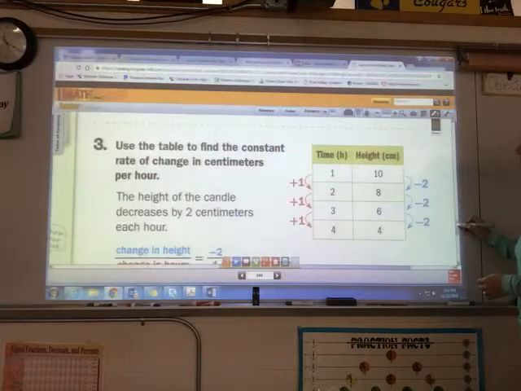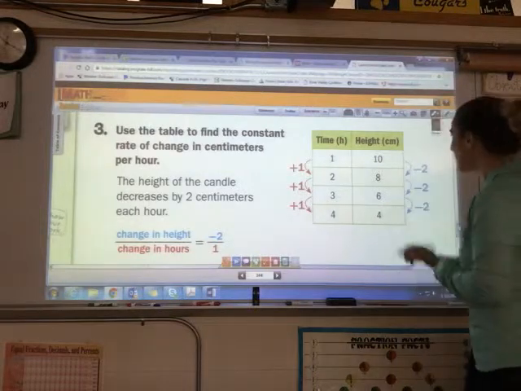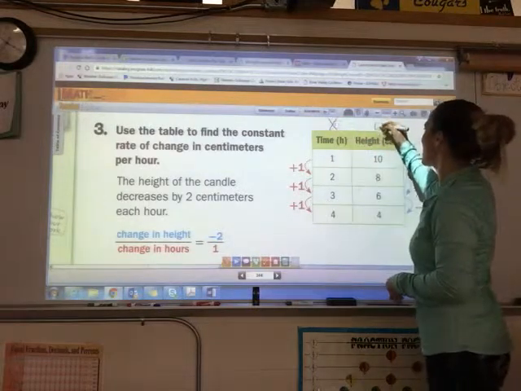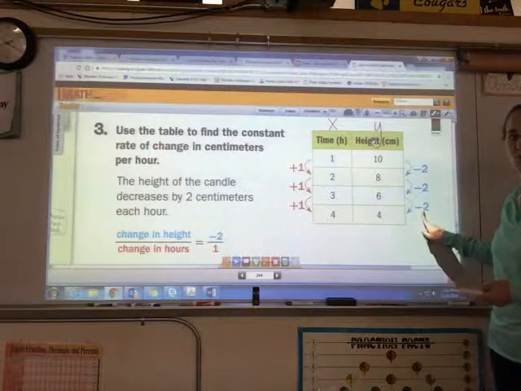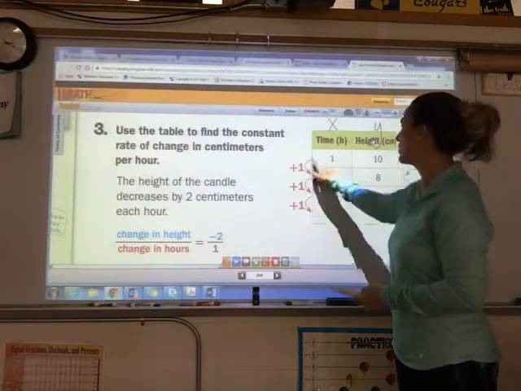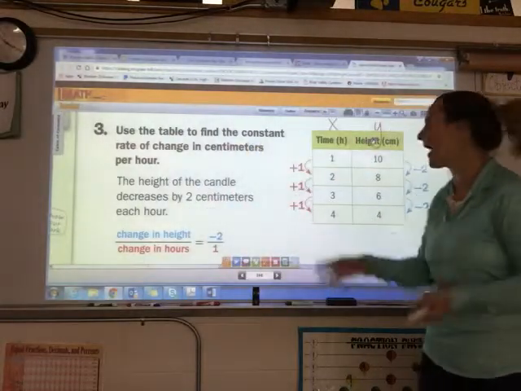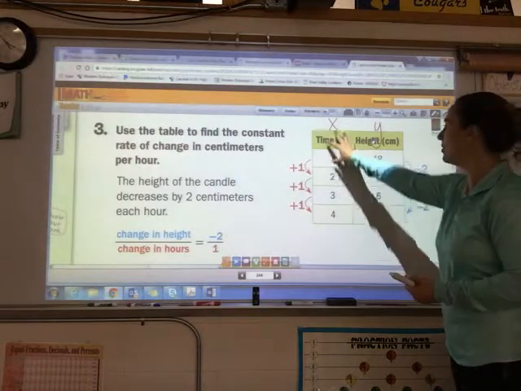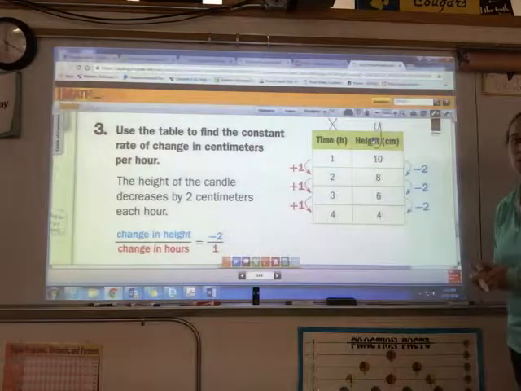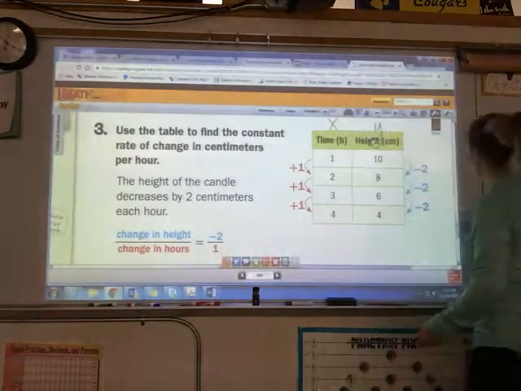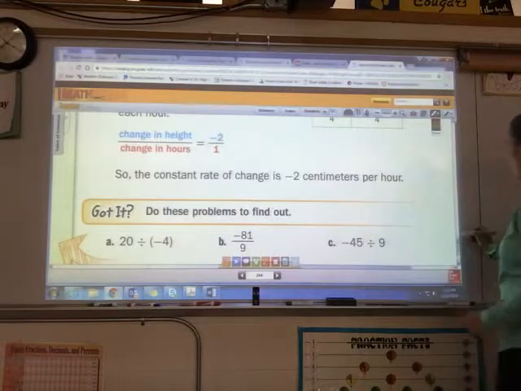Number 3, they're incorporating constant rate of change. Remember, constant rate of change is always y over x. So when I think about y over x, this would be my x column, this would be my y. As I take a look at my y's, I notice that they're going down by 2. As I take a look at my time in hours, it's increasing by 1. So to find the constant rate of change, I'm looking at the change in the y, which is negative 2, over the change in the x, which is 1. So my constant rate of change is negative 2 over 1. Negative 2 divided by 1 would be the same as negative 2, using the labels that they have, centimeters per hour.